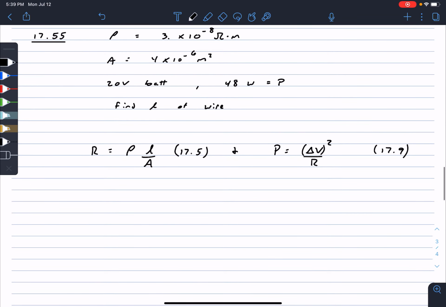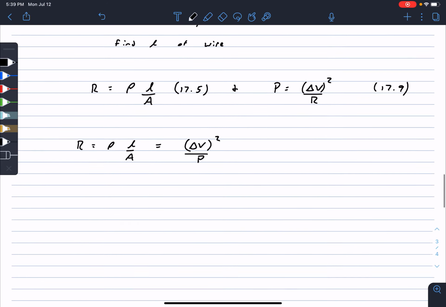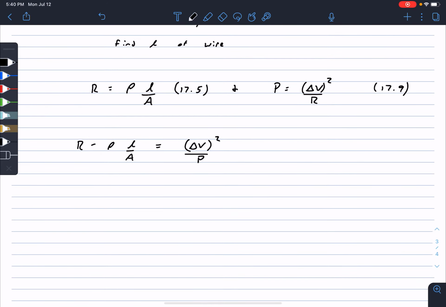Okay, so we have resistance is equal to resistivity times length over cross-sectional area, which is also equal to, using this formula here, delta V squared over the power. So now that we have this set up, we can solve for length, which is the thing we're asked to find. So length is going to be equal to delta V squared over the power times area times 1 over the resistivity.